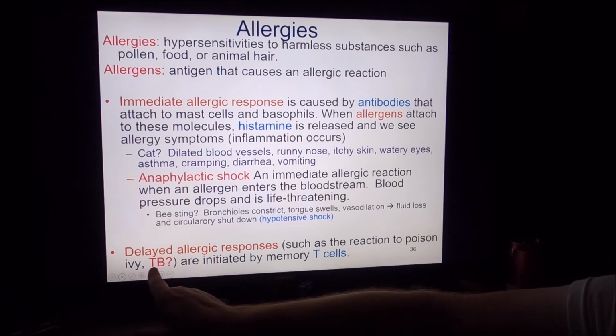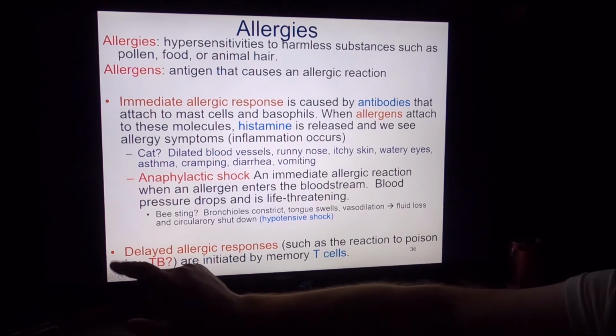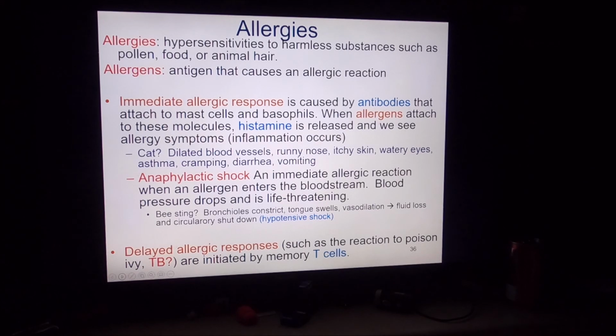When you get a TB skin test, they give you a little shot right in the hypodermis of the skin, and then you have to come back in a few days and have it read. They're trying to see if you've ever been exposed to tuberculosis. If you've been exposed, we're going to go further from there. But if you've never been exposed, nothing's going to happen to these antigens.